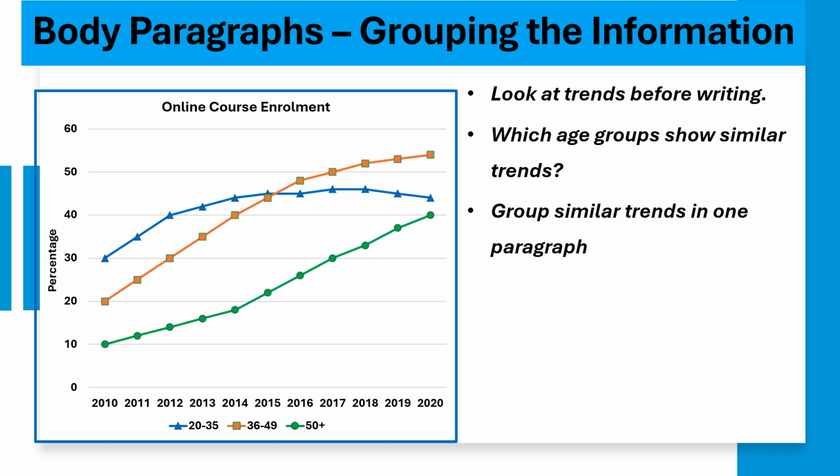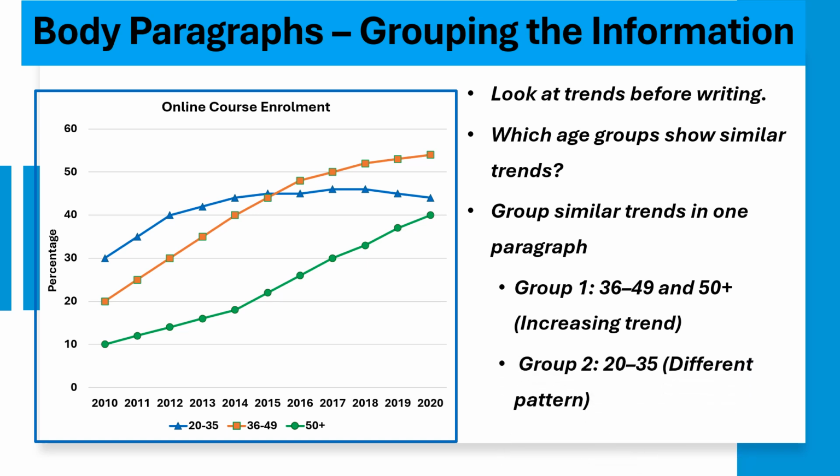You will notice that the 36 to 49 and 50 plus age groups show a clear upward trend. Their enrollment increased steadily throughout the period. These 2 can be grouped together in one body paragraph. On the other hand, the 20 to 35 age group shows a different pattern. It rises at first, but then slightly declines in the final years. Because of this difference, it's better to describe this group separately in the second body paragraph. So let's start writing the body paragraph 1.